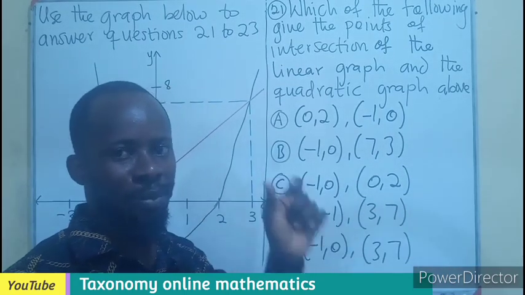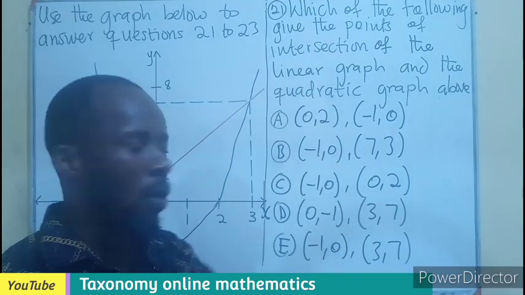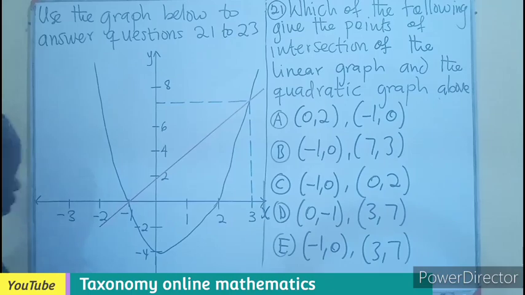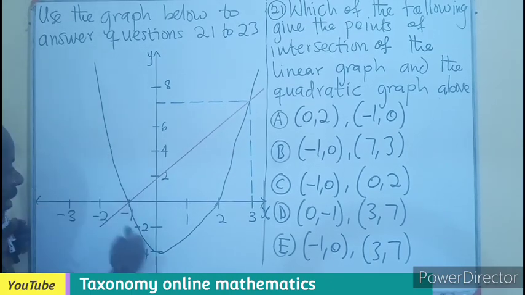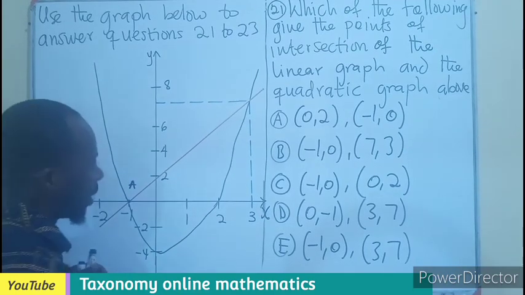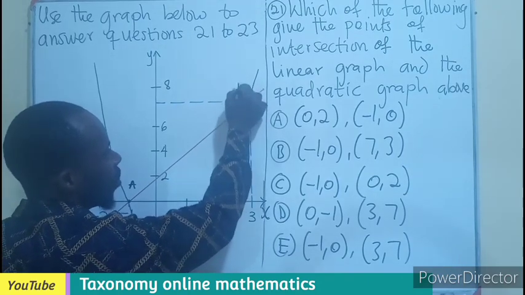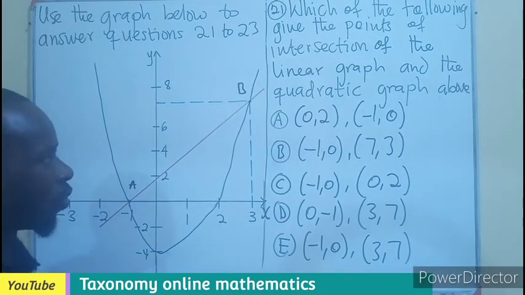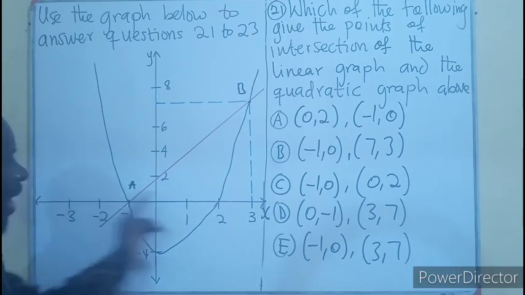You know, any point is always x coordinate first before the y coordinate. So looking at the point of intersection, this is where the line and the curve meet. So let me label this one A. The straight line and the curve meet again here at the point B. So to locate the coordinate of A, we locate the point on the x-axis.